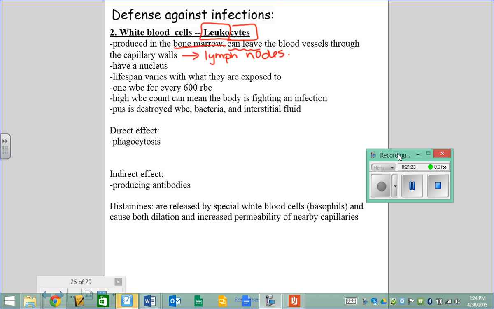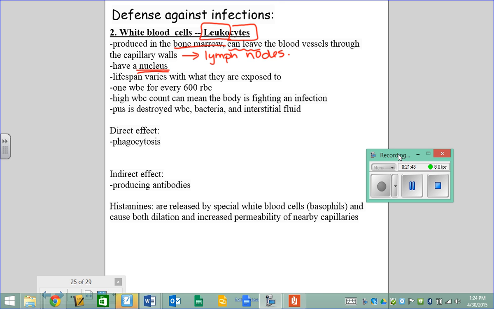Now, white blood cells have a nucleus. That's different. Red blood cells did not have a nucleus. Red blood cells had a pretty specific lifespan. 4 months, that's it, they're done. But white blood cells have a very variable lifespan. It all depends what kind of pathogens they are exposed to.